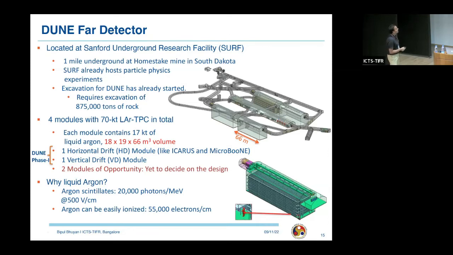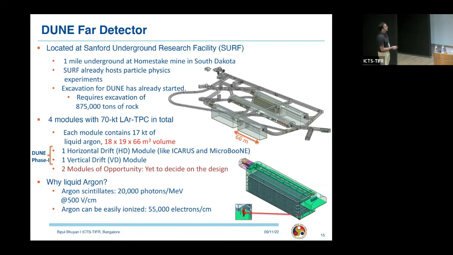So the Far detector, as I said earlier, is going to be about 1.5 kilometer deep underground at the South Dakota site. This facility is already hosting a lot of other particle physics experiments, and the excavation of the site has already started. That requires removal of about 875,000 tons of rock, and that process has already started. In phase 1 of this Far detector program, we're going to put in 2 17 kiloton detectors.